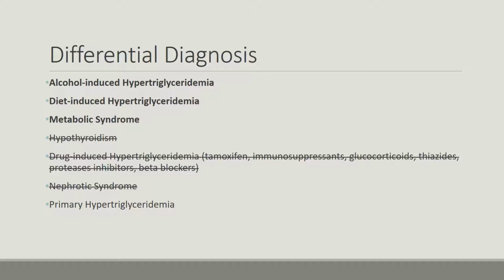We did rule out hypothyroidism as a cause, as our T4 and TSH levels were normal. We did rule out nephrotic syndrome with the UA being negative for proteins, and there was no symptomatology to go along with either the hypothyroidism or the nephrotic syndrome. Drug-induced hypertriglyceridemia, I ruled out. I don't know that we talked about that earlier, but there are some drugs that can cause a secondary hypertriglyceridemia, including tamoxifen, some immunosuppressants, some glucocorticoids, thiazide diuretics, protease inhibitors, and some beta blockers.